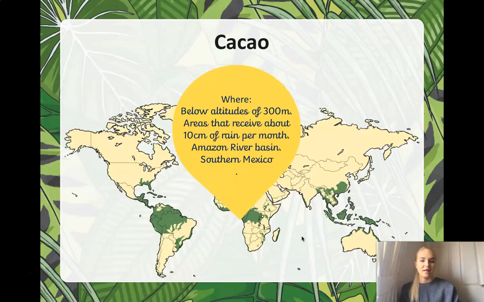Wow, how interesting. And the cacao tree is found below the altitude of 300 meters. So areas that receive around 10 centimeters of rain per month, such as the Amazon.